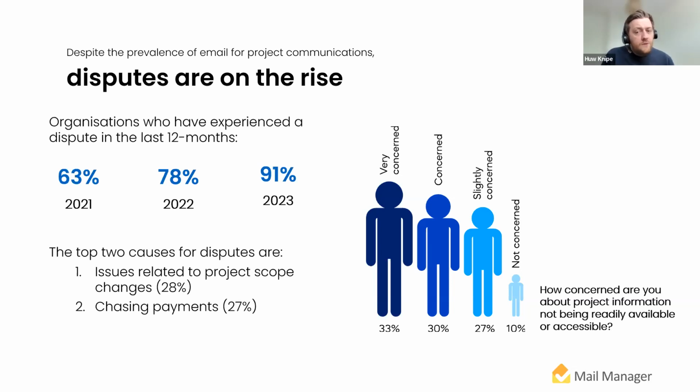The top 2 causes were issues related to project scope changes and chasing payments. This follows similar trends that we have seen in the previous 2 years of this report. Unfortunately for the industry, issues relating to project scopes are continuing to gain momentum. Why? Because the majority, 85% of information relating to scope changes, is stored in emails and formal documents.